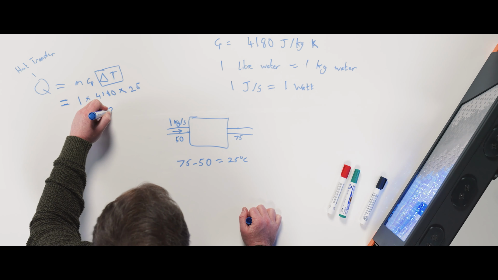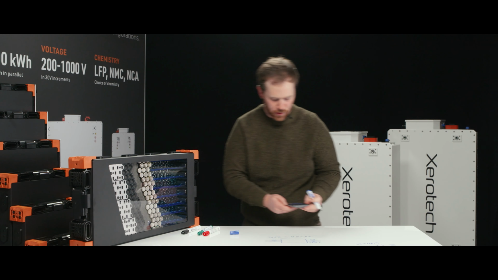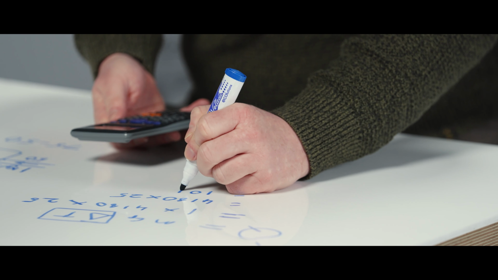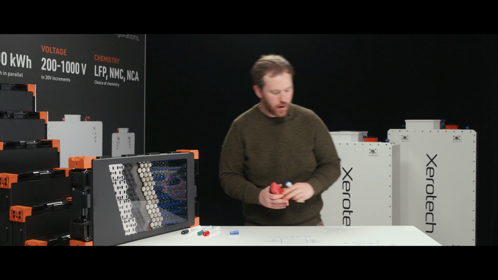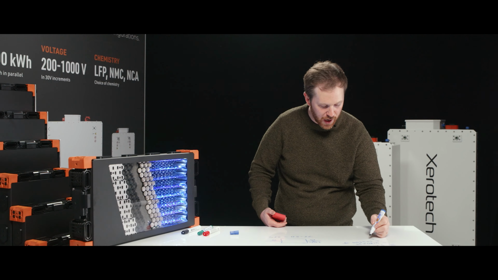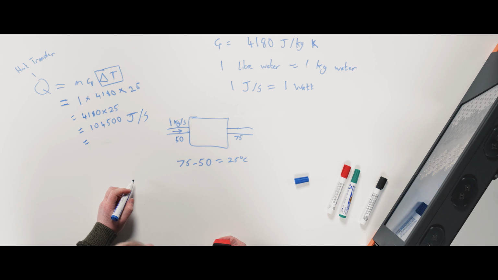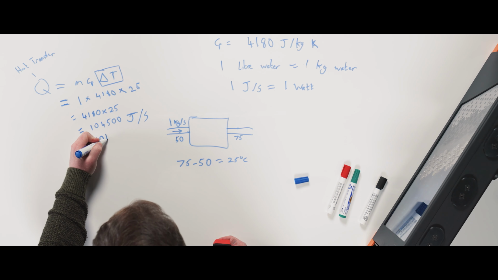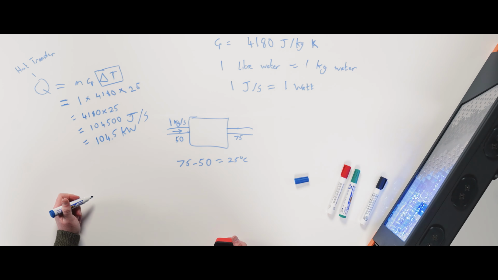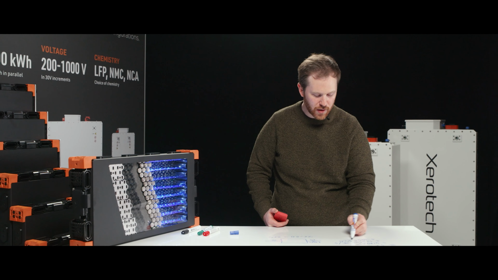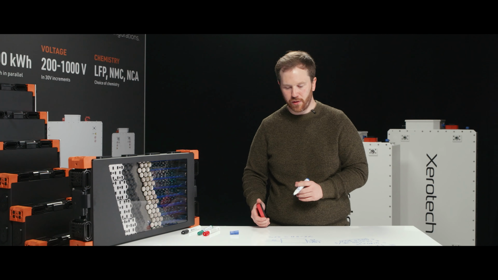4,180 times 25, and let's work out what that number is: 104,500 joules. If we were to divide this by 1,000, so that's joules per second, that's basically watts, that will be 104.5 kilowatts of heat generation. And this is an important thing to first start with when you think about heat transfer and learning about cooling systems.